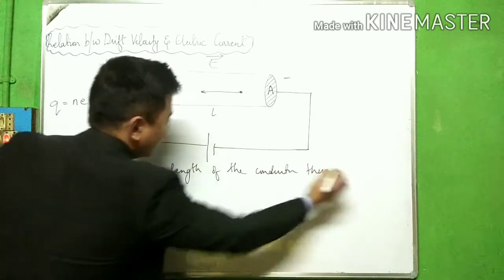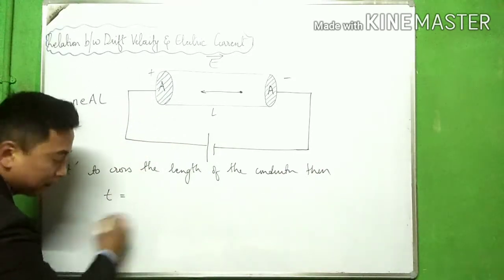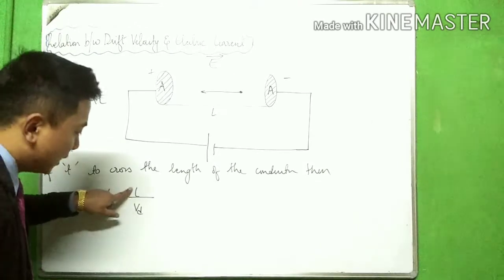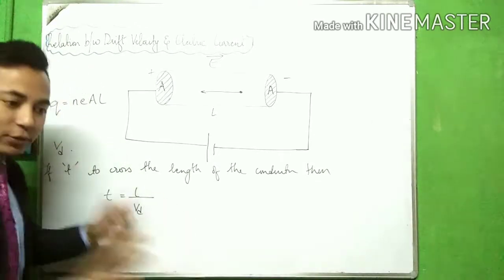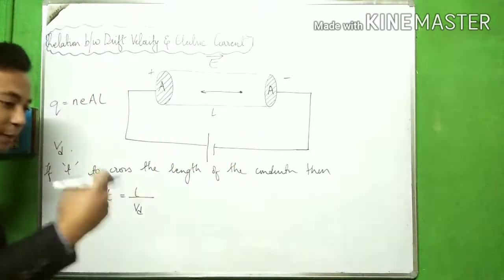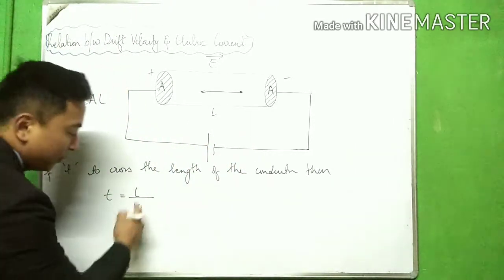then t is equal to... since velocity is equal to displacement upon time. So time is distance or displacement, in a straight line they are the same, that is the concept. So t equals L upon Vd.